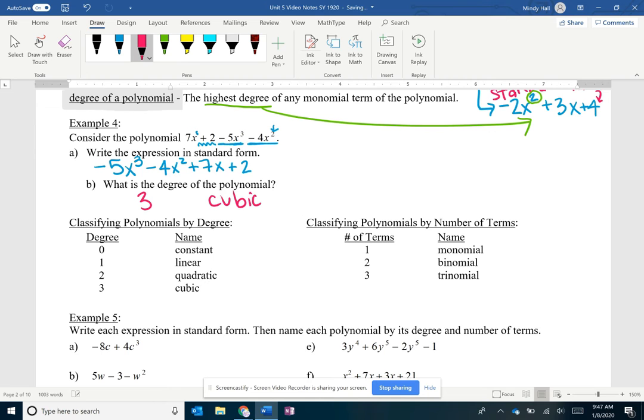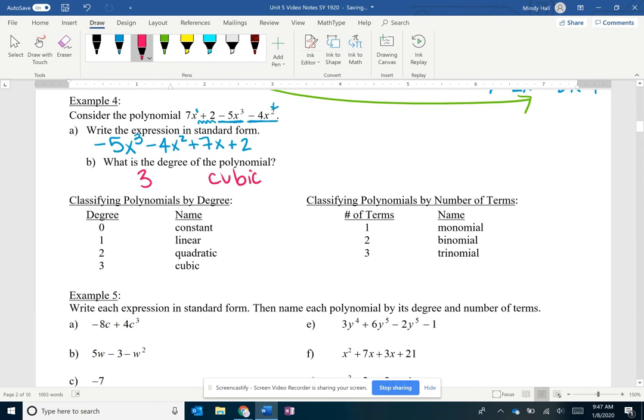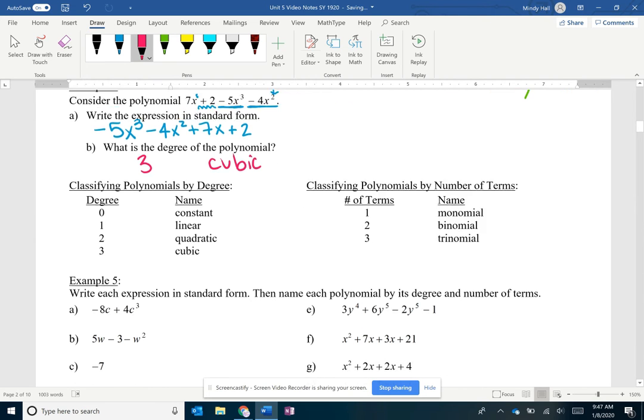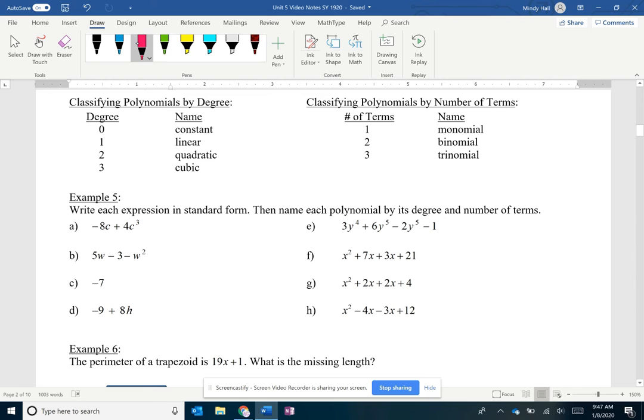Okay? So when we talk about polynomials, we classify them either by their degree, which is their highest exponent, or the number of terms they have. So if the degree is 0, then it is just a constant. If it's 1, then it's linear. If it's 2, it's quadratic. If it's 3, it's cubic.